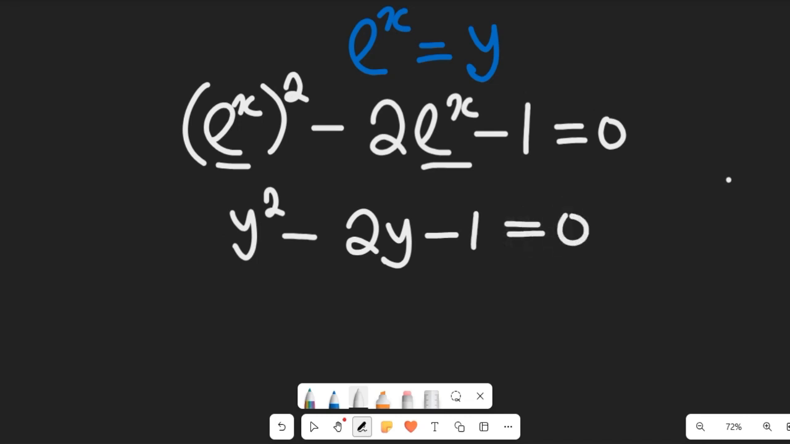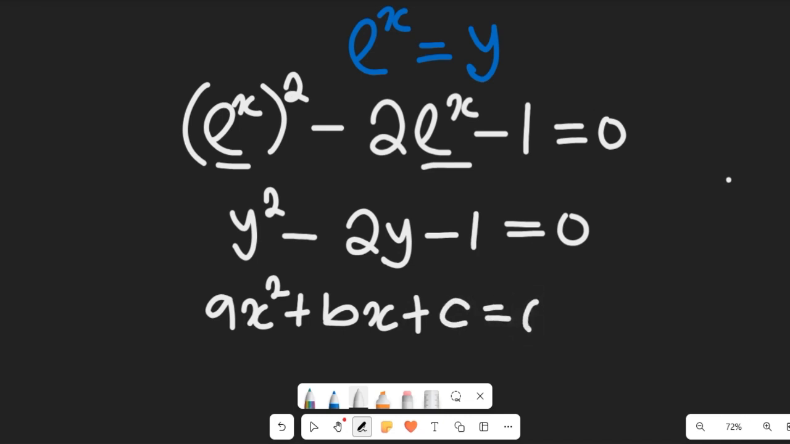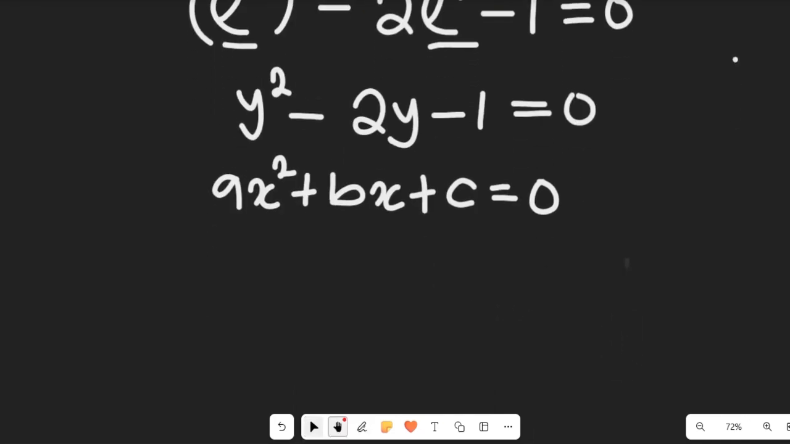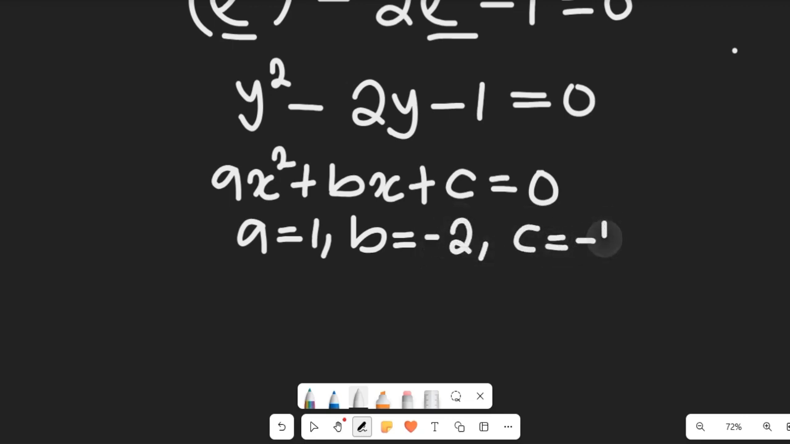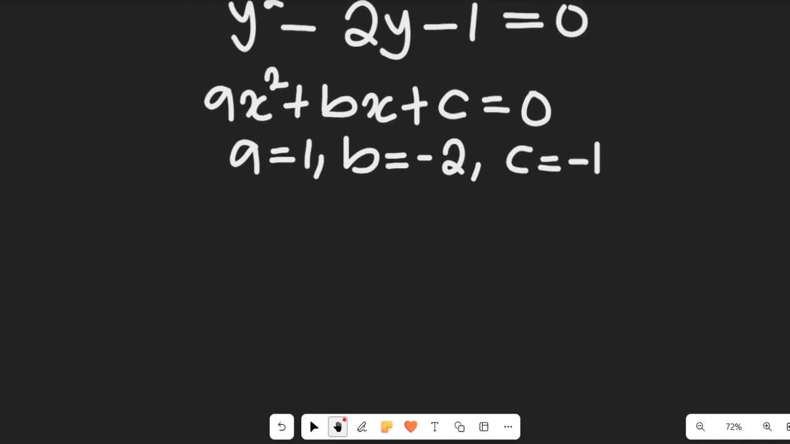Now you see that this expression is similar to ax squared plus bx plus c equal to 0. So what do I do here? From this expression, you see that our a is equal to 1, our b is equal to negative 2, and our c is equal to negative 1. So we can find the value of y from that expression using the quadratic formula.